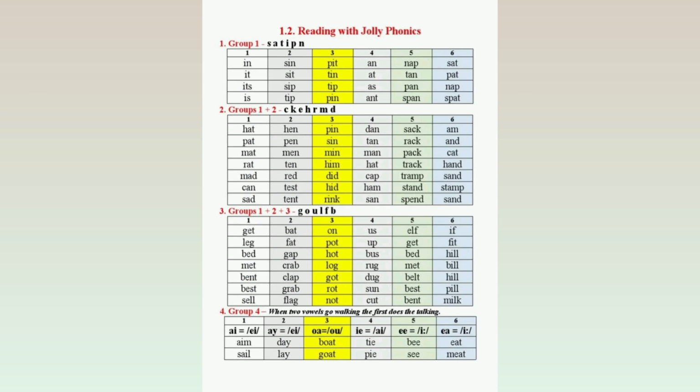So what 2-letter words can they make by learning only group 1? They can make in, it, its, is. Once they are done with the 2-letter words, we can ask them to make 3-letter words as well, like sin, sit, sip, tip. So here you will give them the idea of segmenting and blending. If you want the details of segmenting and blending, I have made a separate video on this. You can get the link from the I button.